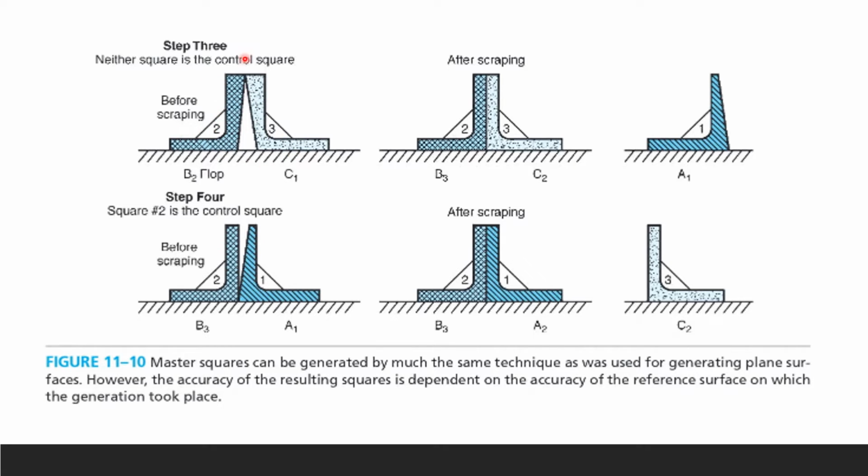Okay, so here, step 3 and step 4, neither of them is a square. We call this a square. To make the right angle, we start from a square. It is the control square, and then you're going to scrape to increase the agreement between the two vertical surfaces. So after scraping, you're going to get that. Then we're going to come back to number 1 and do the scraping again against number 2. Okay, so now your number 1 is in agreement with 2 and 3. So therefore you will get a perfect 90 degree reference plane.